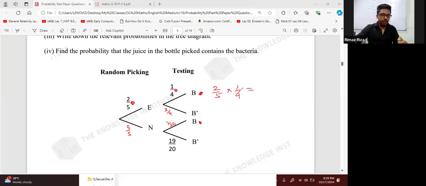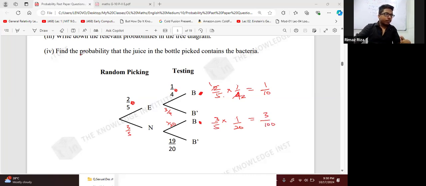Here we can simplify. No? Here 4 is 2 into 2. So here 2 into 1 and 2 into 2. So 1 into 1 is 1, 5 into 2 is 10. 1 out of 10. And the probability of this event, a nearly expired bottle and contains a bacteria, is 3 out of 5 into 1 out of 20. So therefore, 3 into 1 is 3, 5 into 20 is 100.